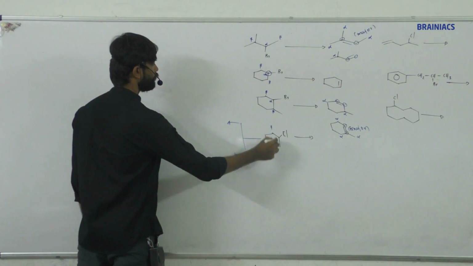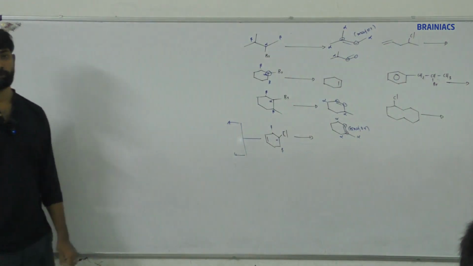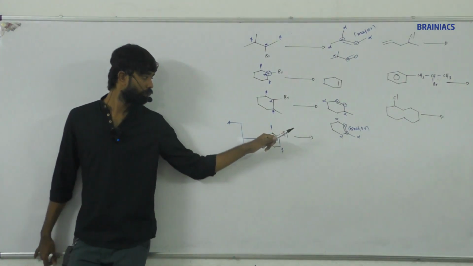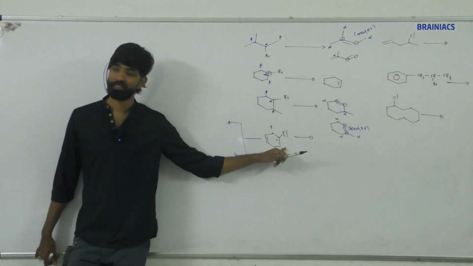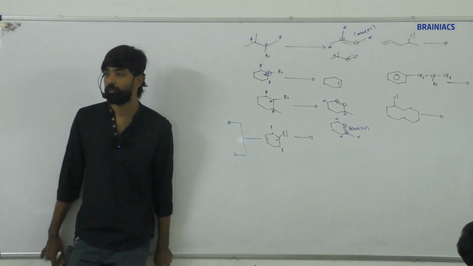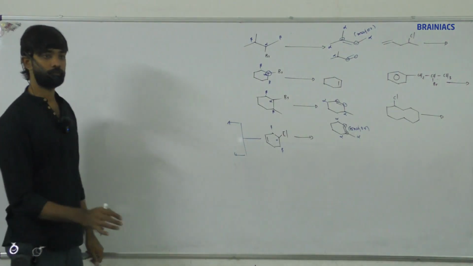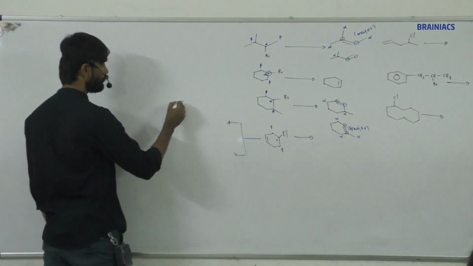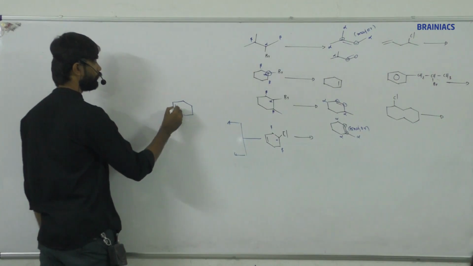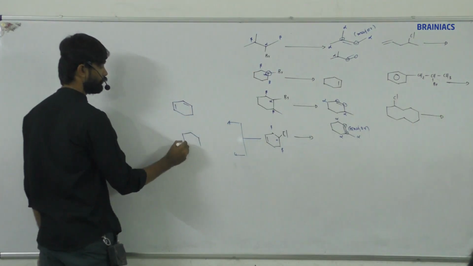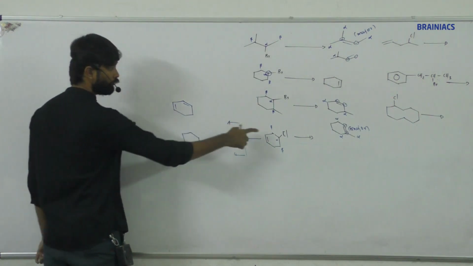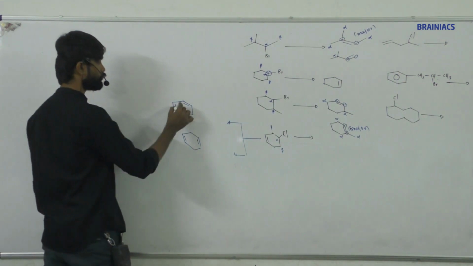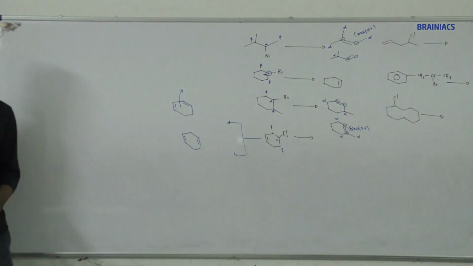Here also we have 2 different beta hydrogens, right? The beta hydrogens are different because this is an allylic beta hydrogen, but this is simply a secondary beta hydrogen. The 2 beta hydrogens are entirely different. So we get 2 different possibilities. What are they? This is the first one. From this beta, this is the second one. So, which one is more stable?